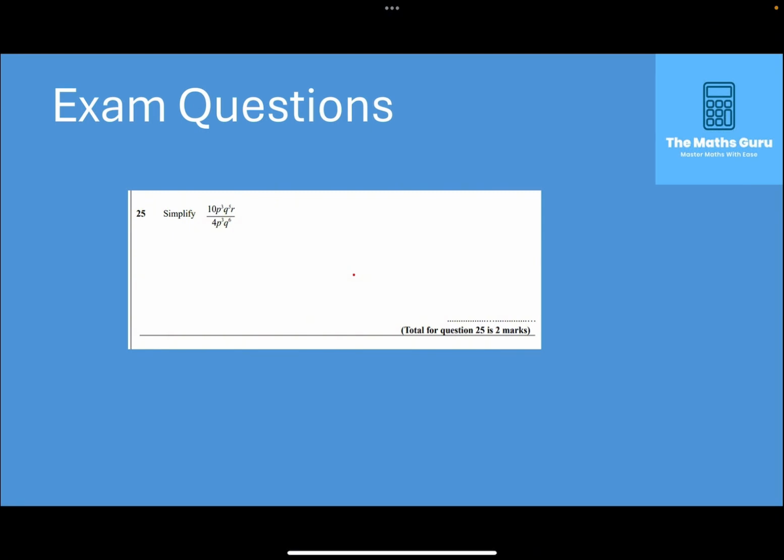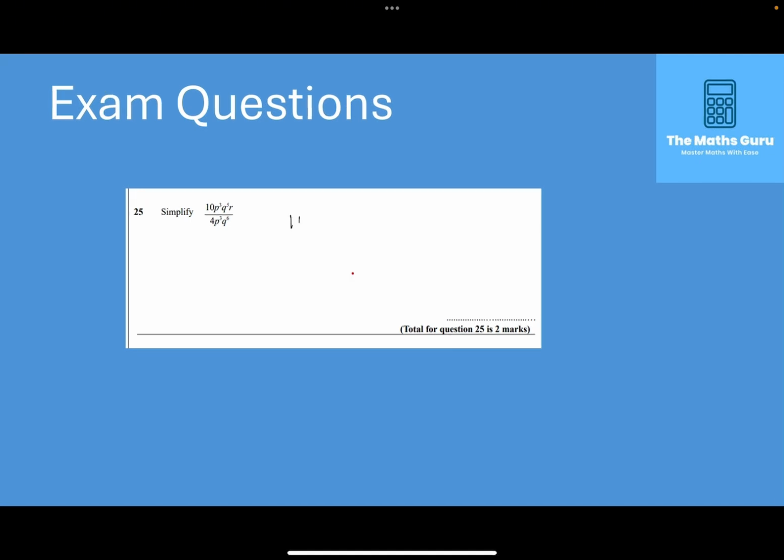Okay, finally we're at this question, just a slightly more long-winded one, but nothing you shouldn't be able to do after watching today's video. So let me write this out. 10p cubed q to the 5 r divided by 4p cubed q to the 6. We first want to deal with the numbers again, as I always say. 10 divided by 4 can be simplified to 5 over 2.